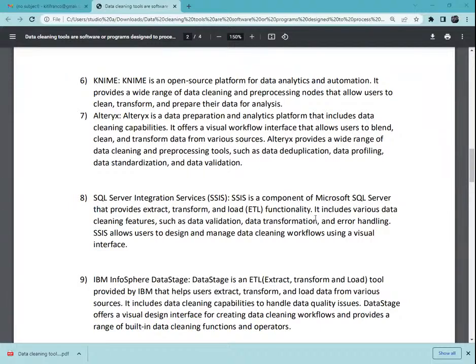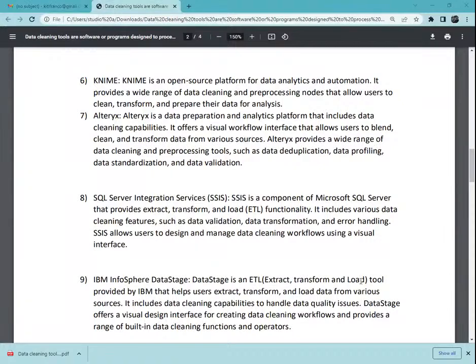Then we have the famous DataStage. DataStage is quite famous. It was developed by IBM. Again, it's an ETL functionality, which will help you to extract, transform, and load information. It is a tool provided by IBM that helps users extract, transform, and load data from various sources. It includes data cleaning capabilities to handle data quality issues.